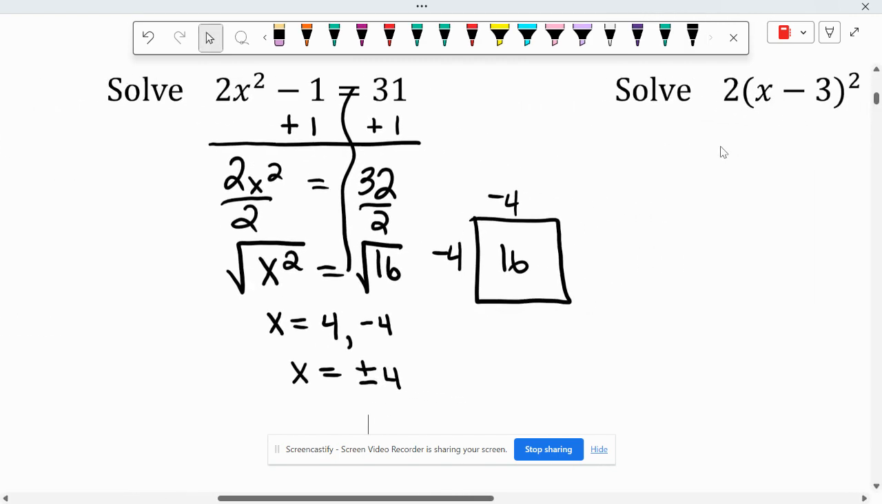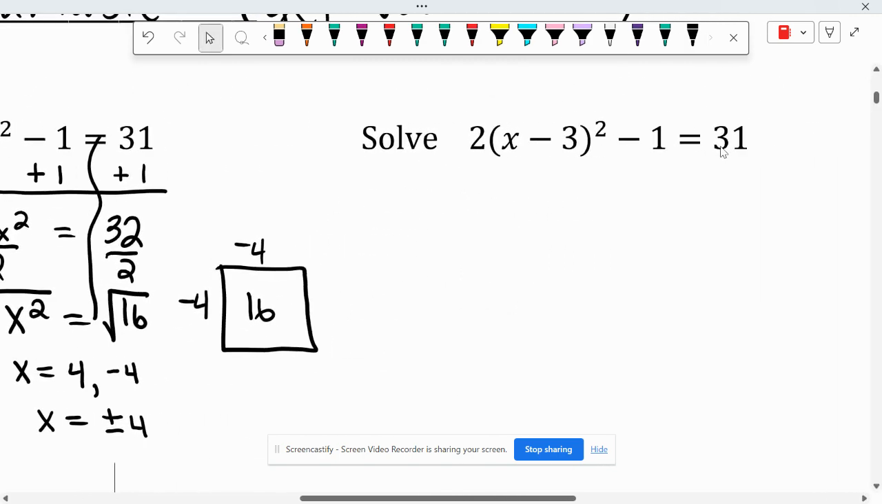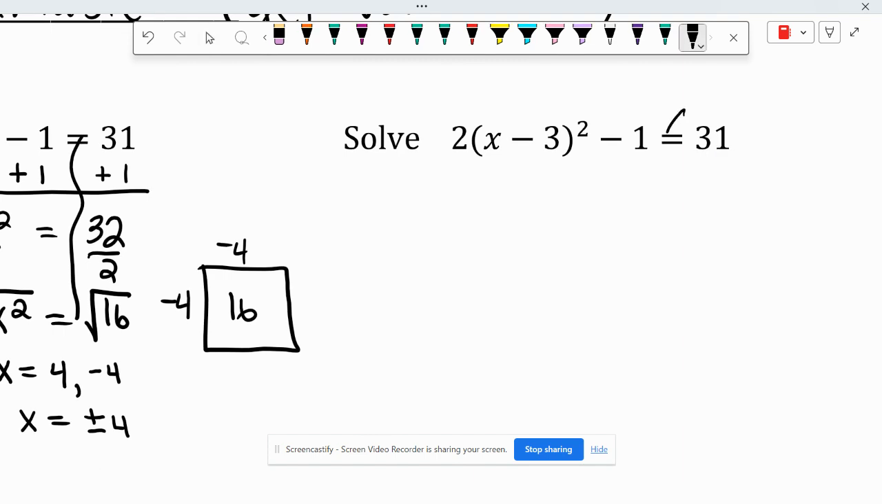Okay. All right, let's look at this one. A little bit different, still the same concept. We're trying to get the variable all by itself. So what would I do first?